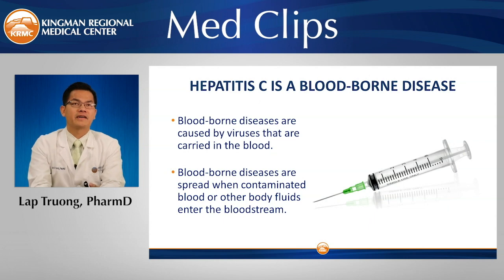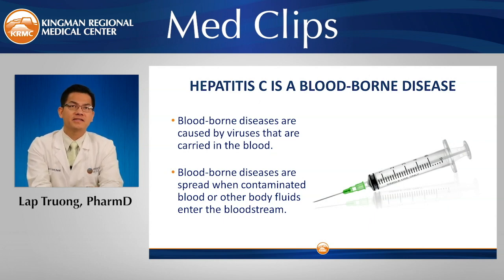How do we know we get hepatitis C? Hepatitis C is a blood-borne disease, meaning it's transmitted or transferred from one person to another via infected blood. So basically, if person A has hepatitis C and somehow they bleed, that will be the way for it to transfer from one person to another.